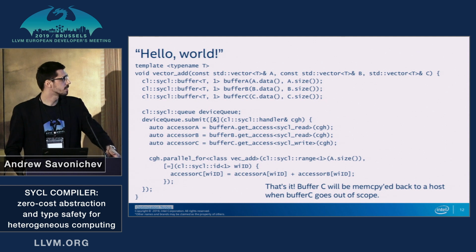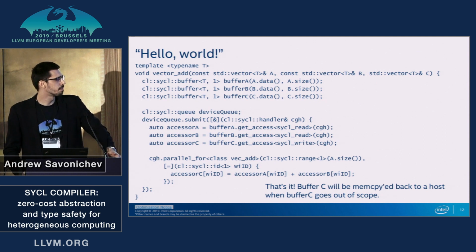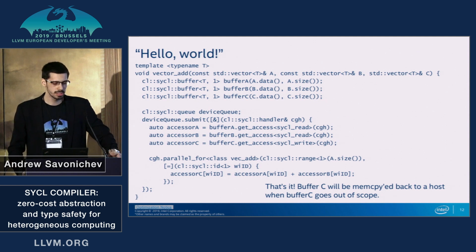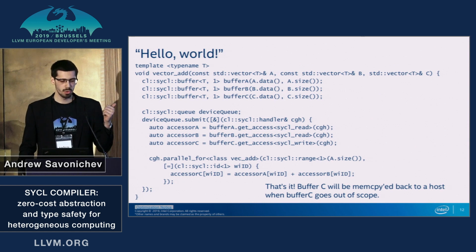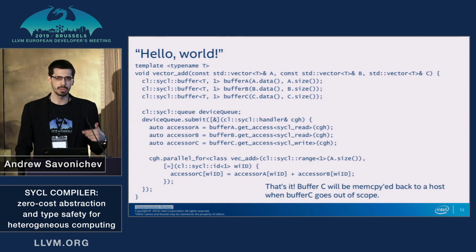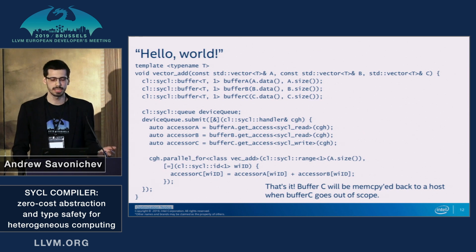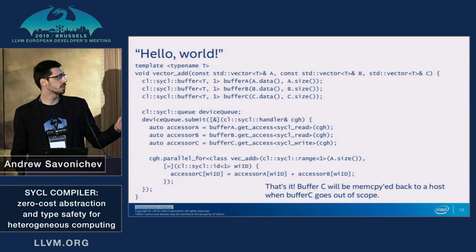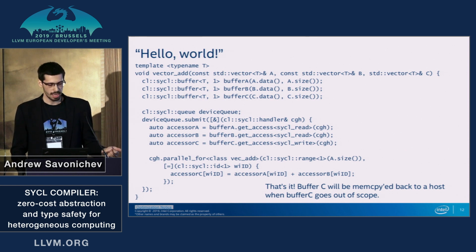And what happens is the SYCL runtime, well, it employs the RAII technique. So when buffer C goes out of scope, the SYCL runtime will transfer the buffers to a device, run the computation, get the result back, and ensure that the data will return to vector C. And this is without user interaction. We just call submit and do our stuff.